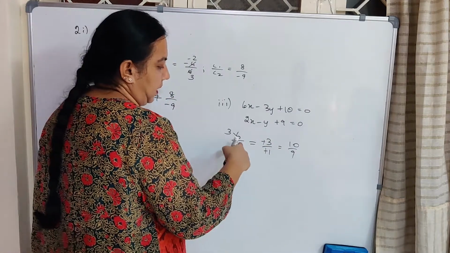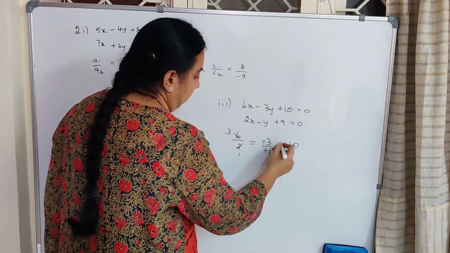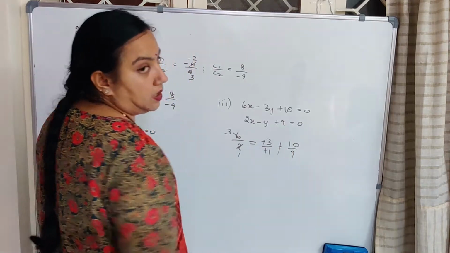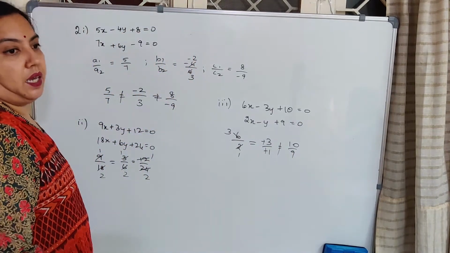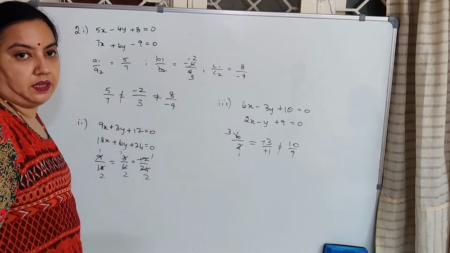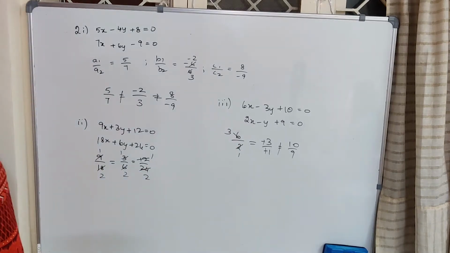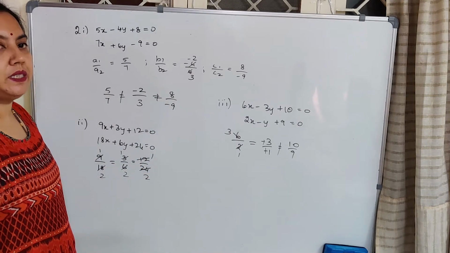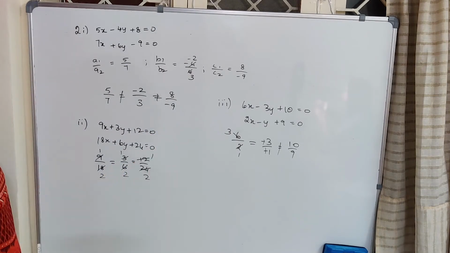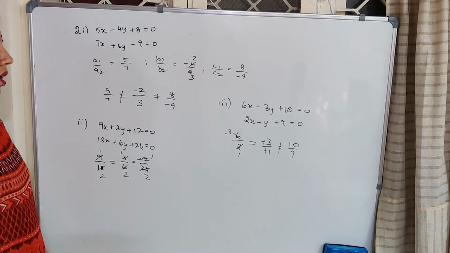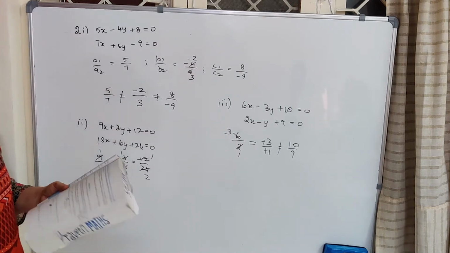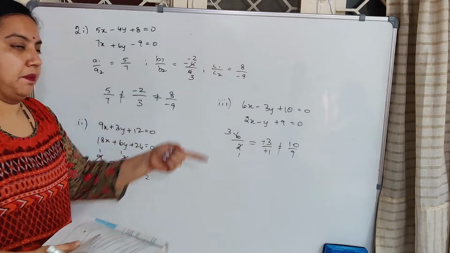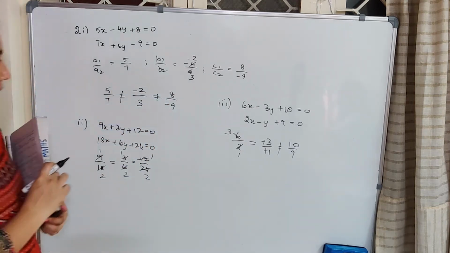We see this part, A1 by A2 is equal to B1 by B2, but it's not equal to C1 by C2. What does this mean? It means that these two lines are parallel. Is there any chance of parallel lines meeting? No. So these two lines don't give any result at all. So they have given an example for each type.